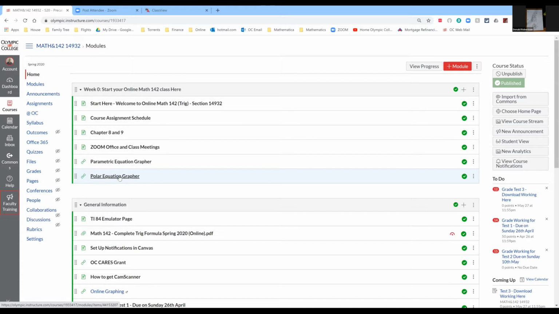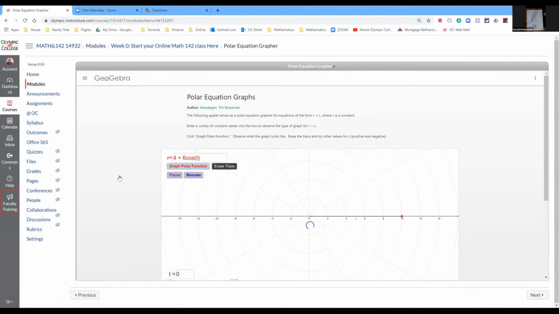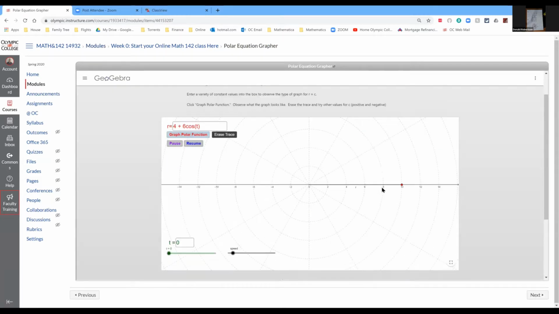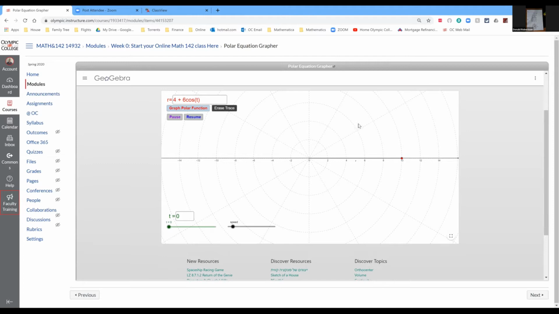So when I hit this, are you now looking at a kind of concentric circle with 4 plus 6 cosine t in it? The only thing that's different, and it's really cosmetic, is that they don't call this theta, they call it t. But actually, t is easier to type on your keyboard than trying to find out where theta is. So that's not a bad thing. So let's pretend the question was, what does r equals 4 plus 6 cosine t look like?